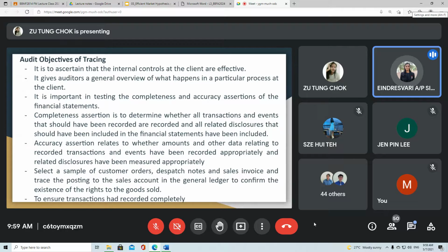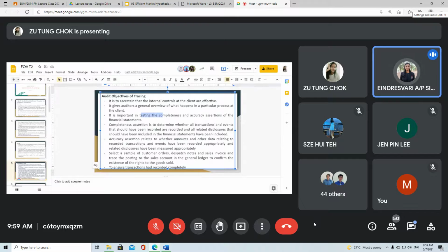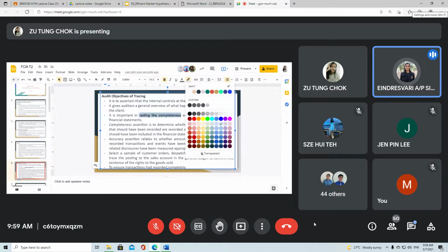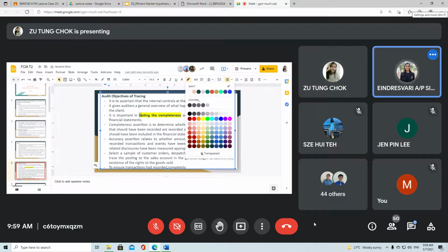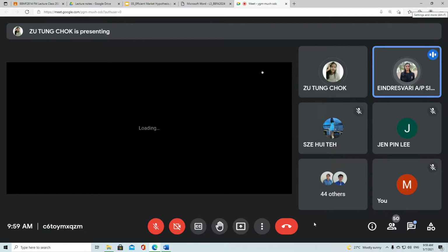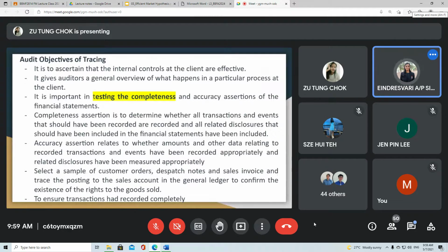What is the objective of tracing? Can you highlight on top your third paragraph? Your third is to test completeness. So the main thing is completeness, not even accuracy. It is only to test completeness. Completeness means whether the transactions have been recorded or not. We have the documents, we want to know whether the accountant has recorded the document into the accounting system. That is what we are looking for. Can you understand?